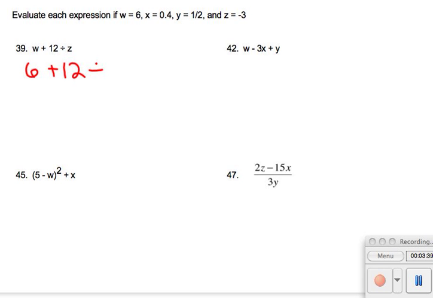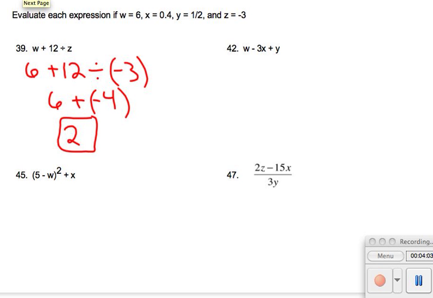I'm going to replace the Z with the negative 3. Anytime you have a negative number, it's best to put it in parentheses so that you don't forget about it being negative. So order of operations again says do your multiplication and division because we don't have any exponents or parentheses to worry about. So I'm going to have 6 plus a negative 4. And now I'm going to add the 6 and negative 4 together, and I get a 2.